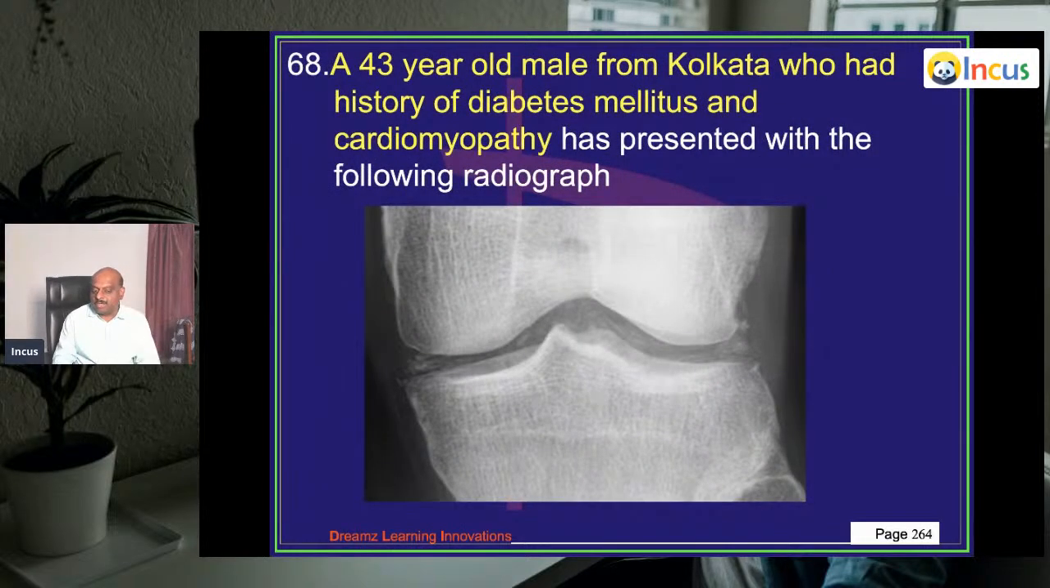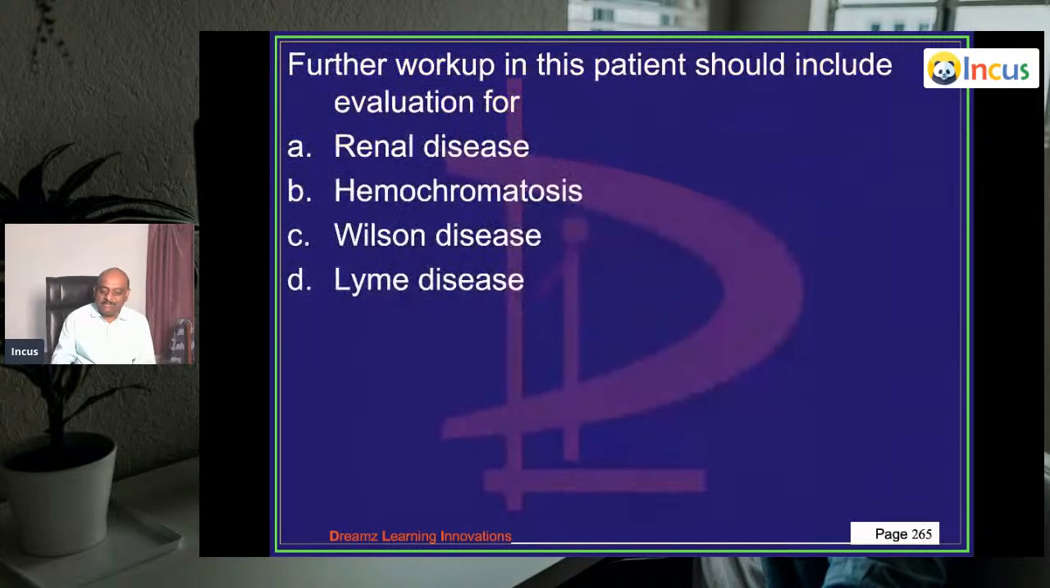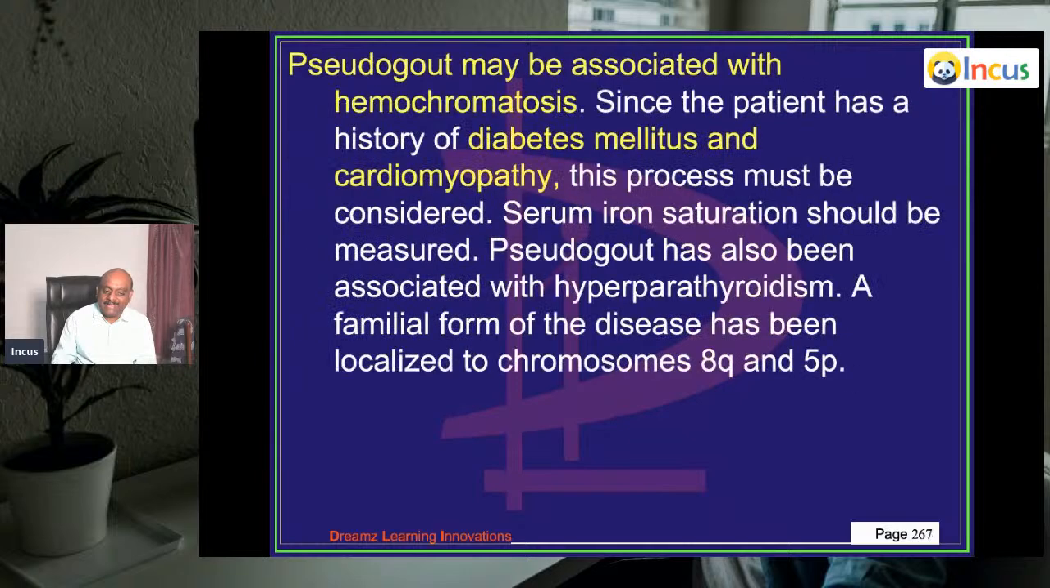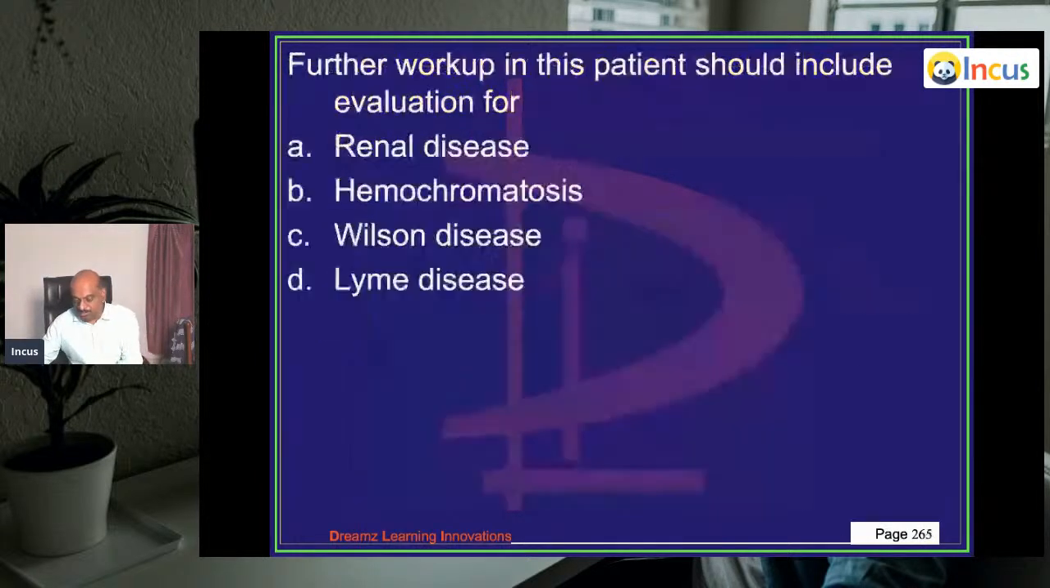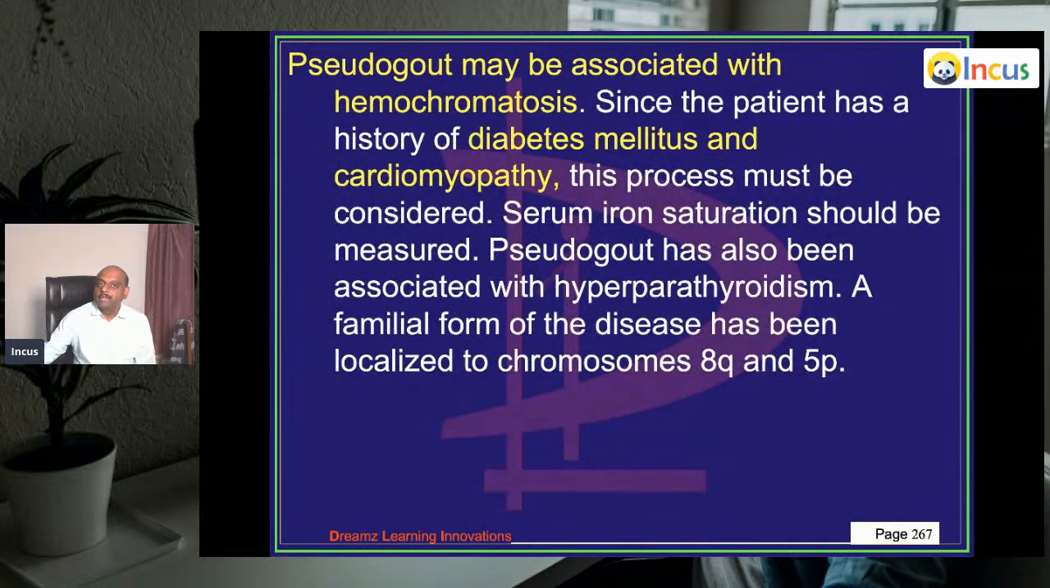43-year-old male from Kolkata who has diabetes and cardiomyopathy presents with this radiograph. What do you see in the radiograph? Pseudogout. Pseudogout is associated with hemochromatosis. And since the patient has a history of diabetes and cardiomyopathy, you should always think of it.